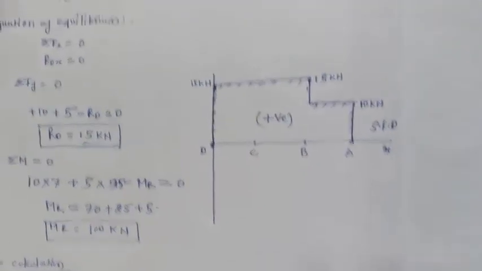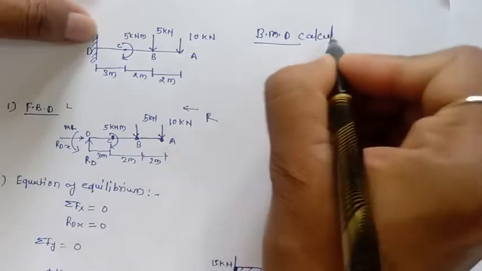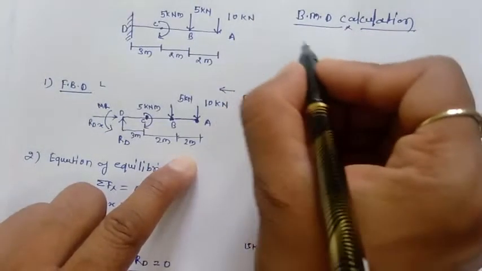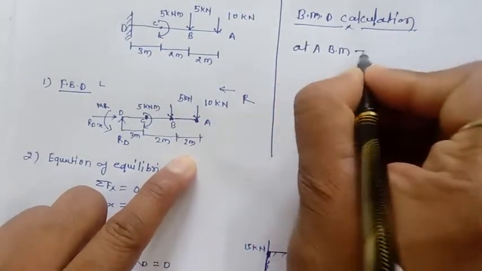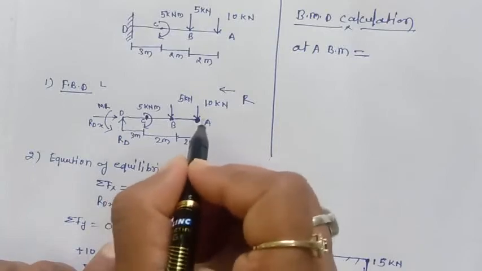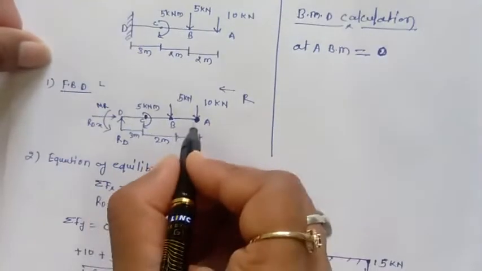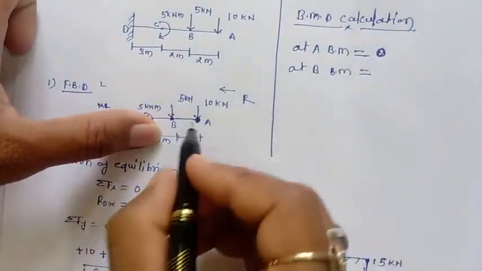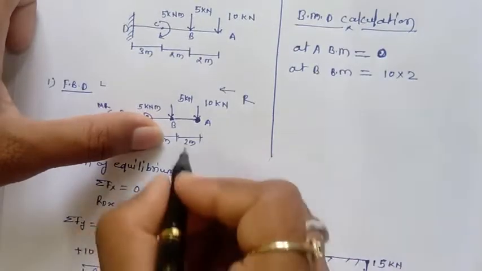Now similarly, the bending moment diagram calculation. Here you can see in this diagram, at A, where x equals 0, no other forces are there, so the bending moment will be 0 here. And if you move from A to B, at B the bending moment will be 10 into 2, so 10 times 2, this will be the bending moment.